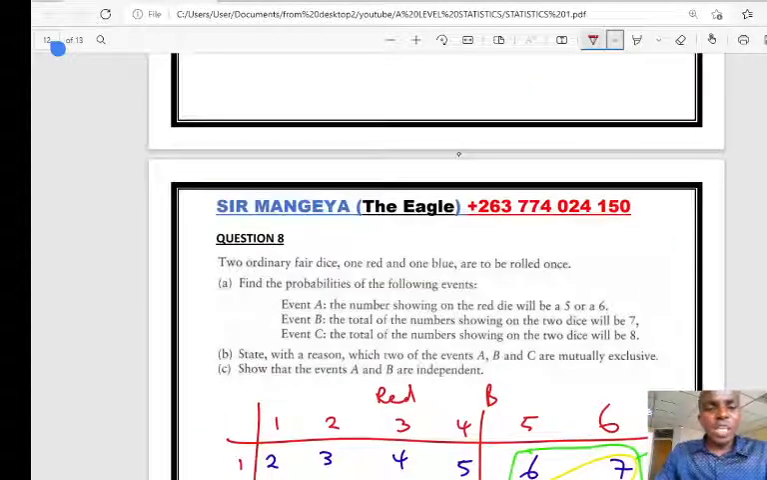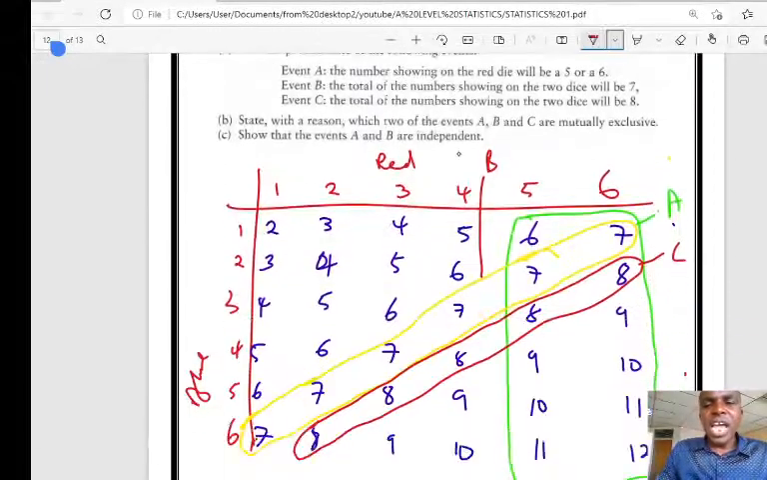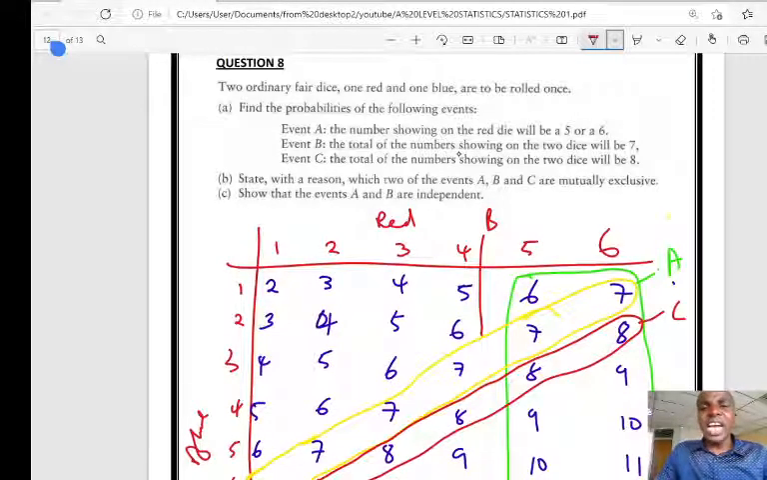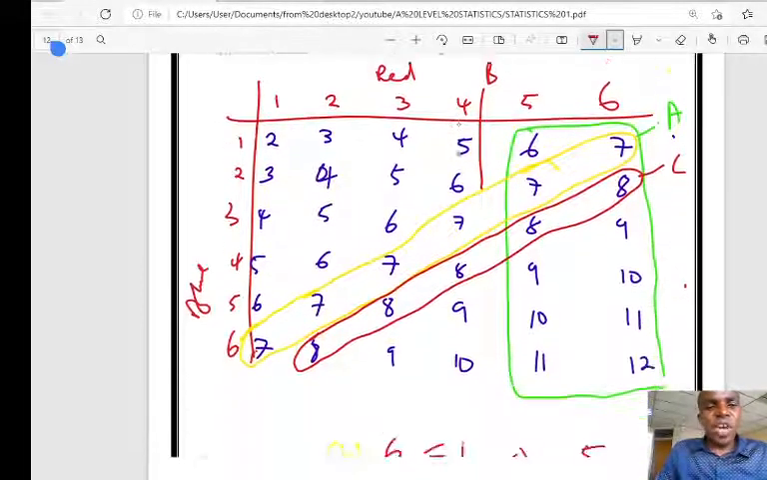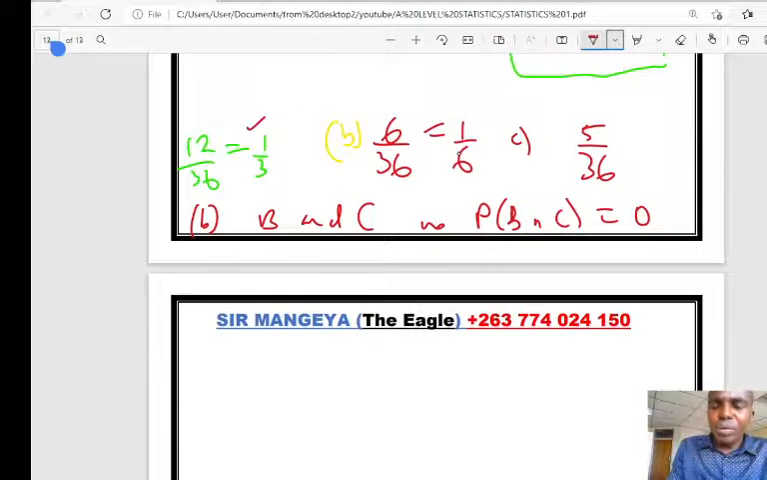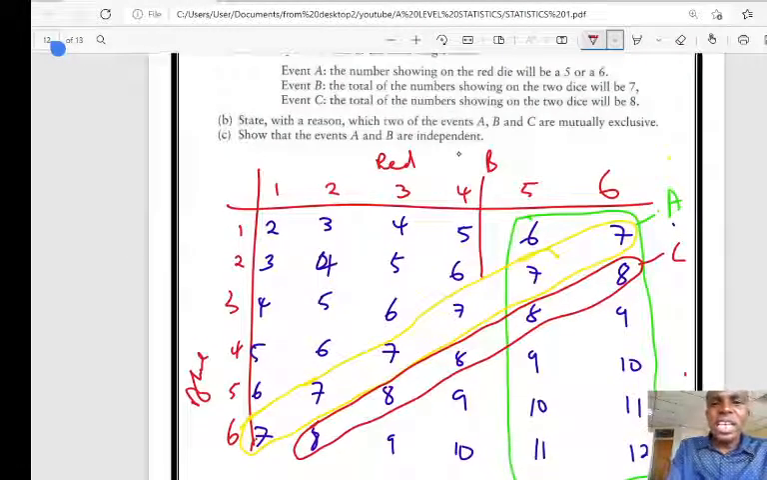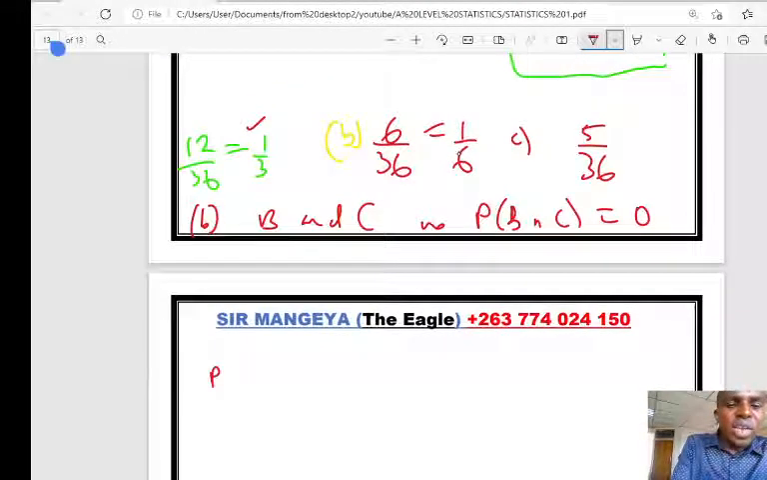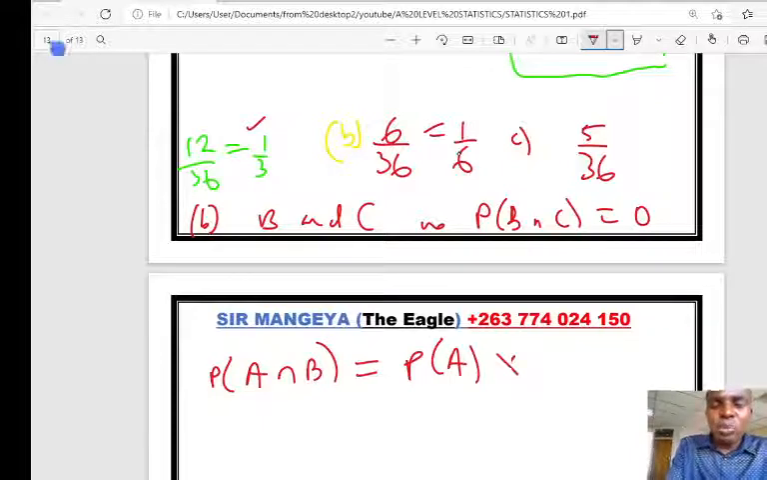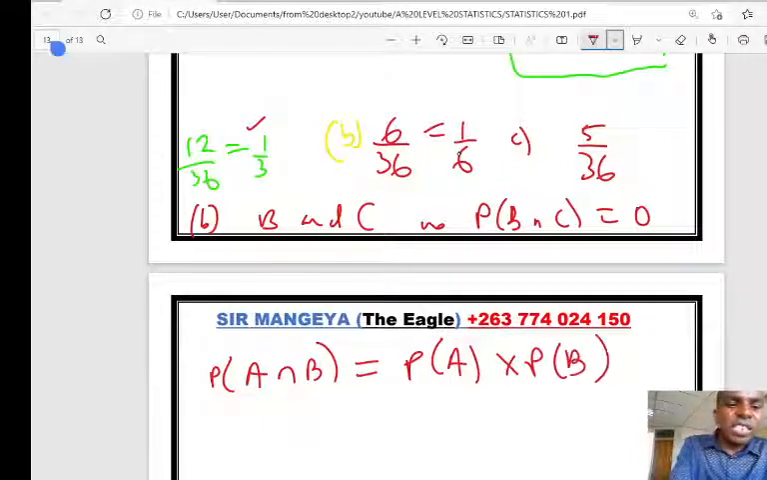Then next, show that the events A and B are independent. A is that the number showing on the red die will be a 5 or a 6. We've calculated it here as 1 over 3. If you want to show that events A and B are independent, we say the probability of A intersection B must be equal to the probability of A times the probability of B. That's part C.